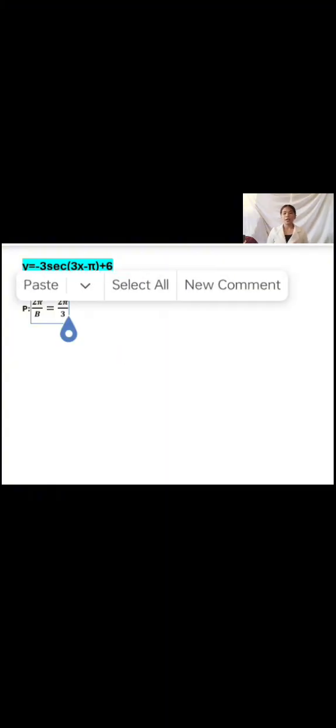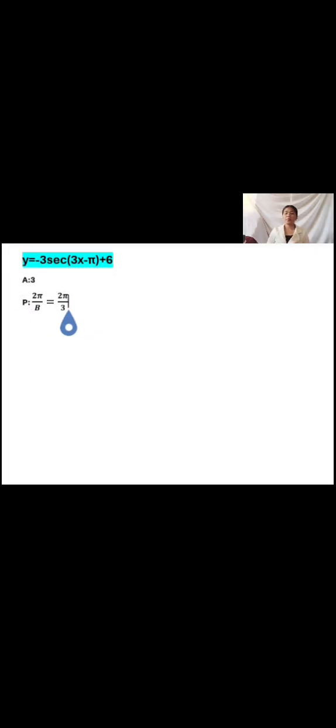Next we will get the period. The formula for the period is 2 pi over b. The number next to x is what we put in b. So this is how it will look: 2 pi over b. Let's substitute it, so it becomes 2 pi over 3.